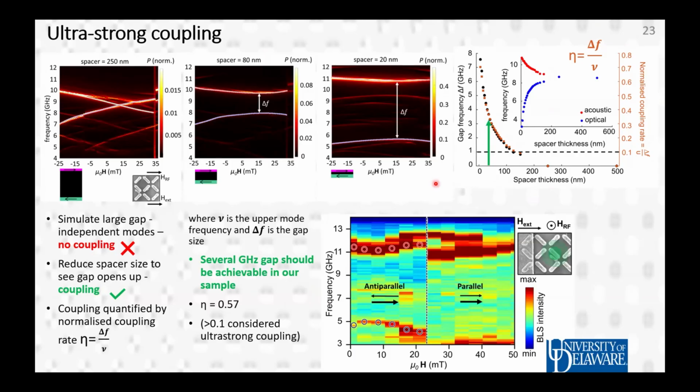Then our colleague, Benjamin Jungfleisch at the University of Delaware, used BLS to measure a single island. This was a sanity check to ensure that the coupling is coming from the islands being on top of each other rather than neighboring islands. And we see that this gap is even occurring for a single island.